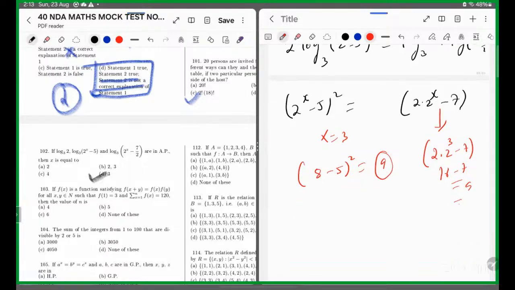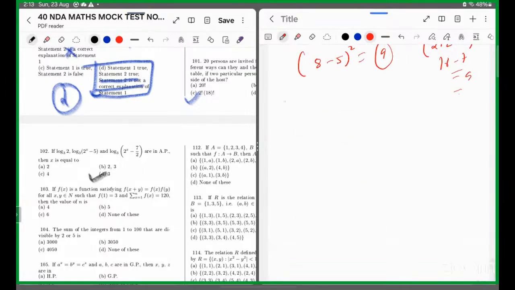नेक्स्ट क्वेश्चन 103। 103 में क्या क्वेश्चन है? इफ एफ ऑफ एक्स फंक्शन सेटिस्फाइंग एफ ऑफ एक्स प्लस वाई, इसके बराबर है एफ ऑफ एक्स इंटू एफ ऑफ वाई फॉर ऑल एक्स वाई बिलोंग्स टू नेचुरल नंबर सच दैट एफ ऑफ 1 दिया है 3 के बराबर, और समेशन एफ ऑफ एक्स दिया है 120 के बराबर, 1 से लेके n तक। हमें निकालना है फाइंड द वैल्यू ऑफ n। n का वैल्यू कितना है?